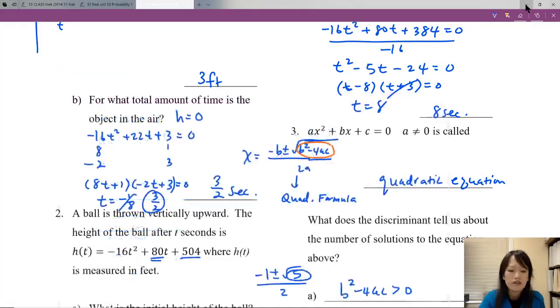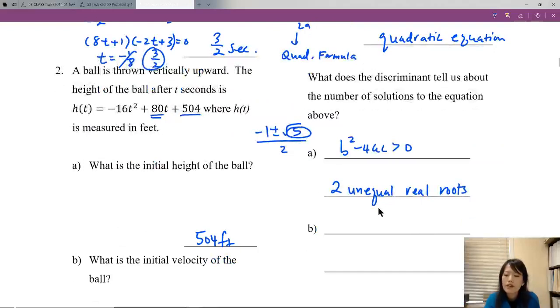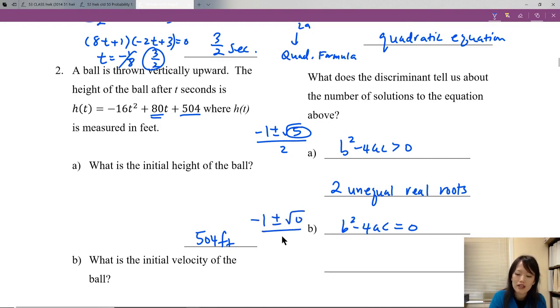Okay, so let's look. Next one, 2 unequal real roots. What's the next possibility? What happens when the discriminant is 0? You guys should memorize it now. If it's 0, you have -1 plus or minus 0, so it's the same solution. It's a double root. It's 1 real root.